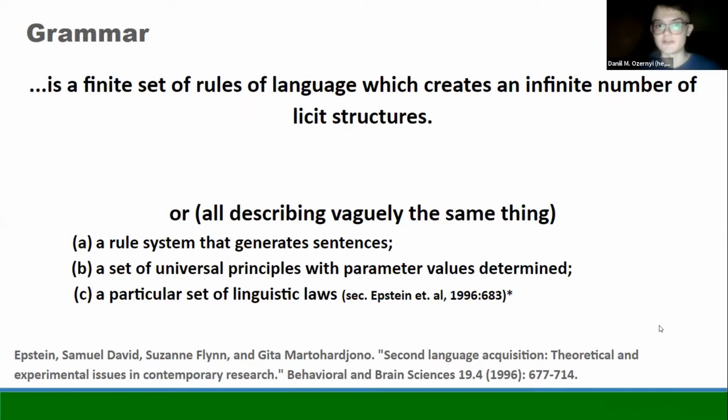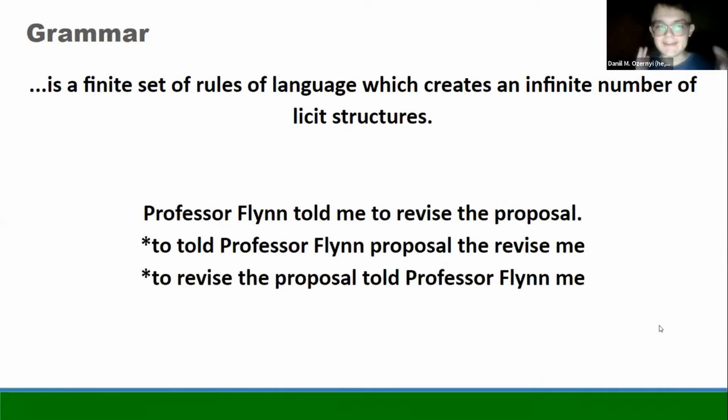Information of licit structures. All right. An example of that is: Professor Flynn told me to revise the proposal. That's a good grammatical sentence. And the linguistic laws, you might say, filter out sentences like "to told Professor Flynn proposal to revise me," which is just a jumble of words. So the linguistic laws, the grammar of a language, is something which makes words fit together in an order which you can recognize. It's also connected to hierarchical structures, which do not concern us here. Even if you take parts of it, like "to revise the proposal," and put it in different places, that still doesn't work.